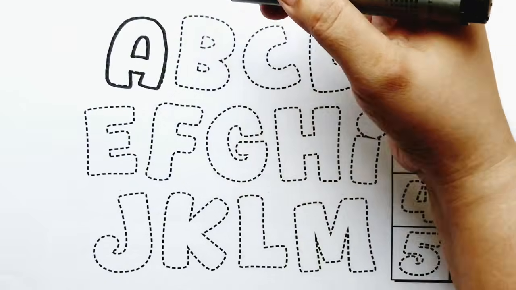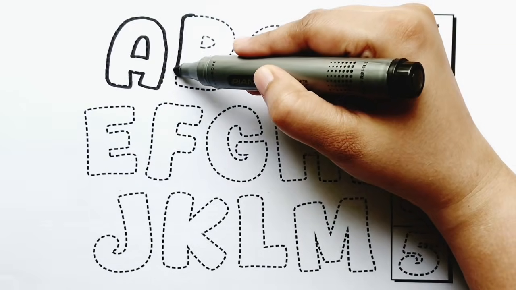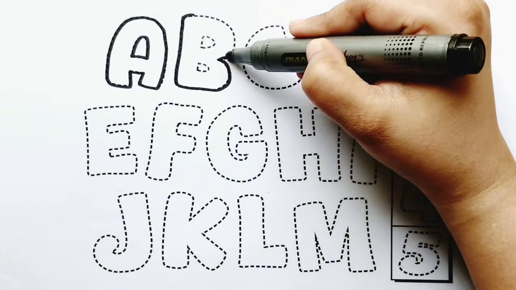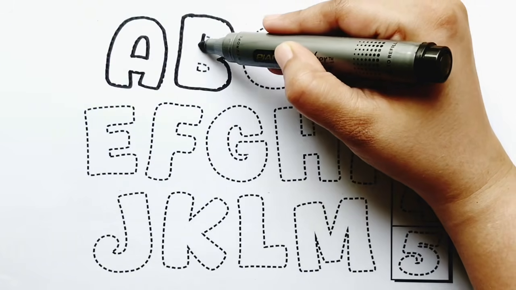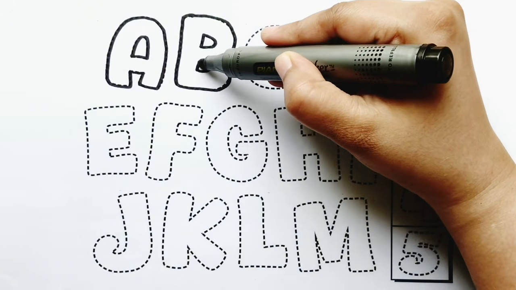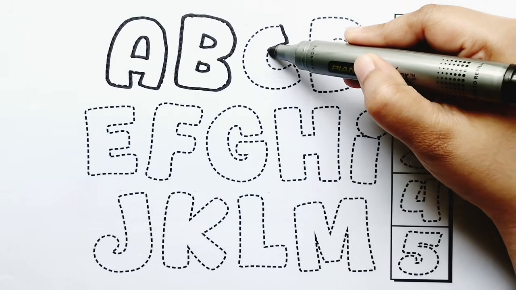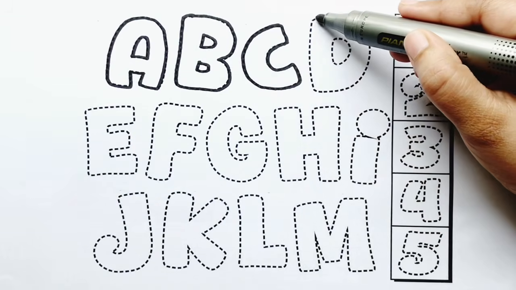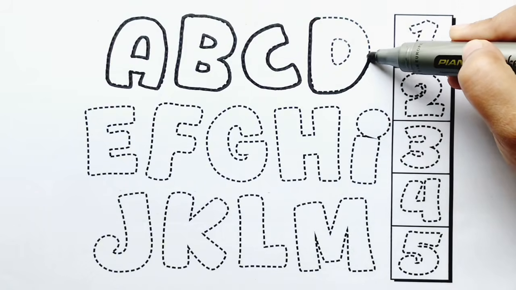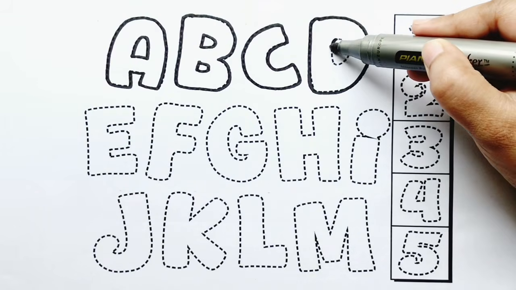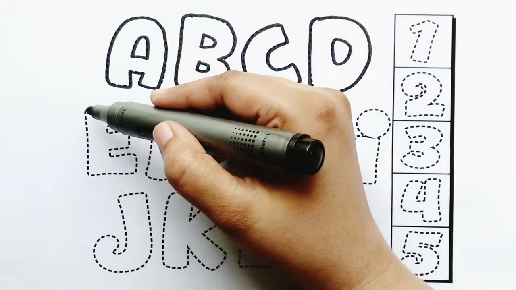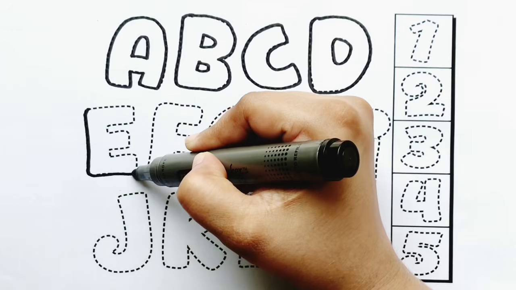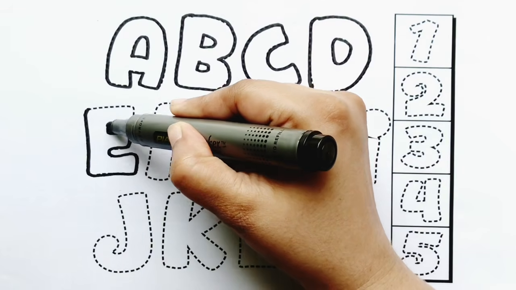Next time won't you sing with me? A, B, C, D, E, F, G, H, I, J, K, L, M, N, O, P, Q, R, S, T, U, V, W, X, Y, and Z. Now I know my ABCs. Next time won't you sing with me?